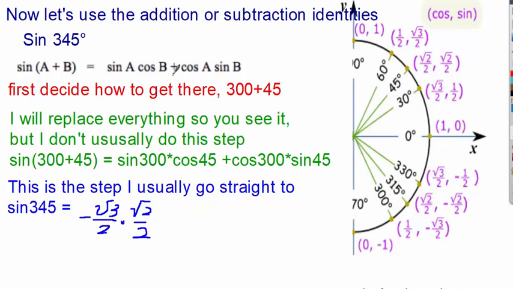In this case, watch here because this is where it changes. In this case, it's plus. Then I need the cosine of 300, that's 1/2, times sine of 45, we're back to square root of 2 again.